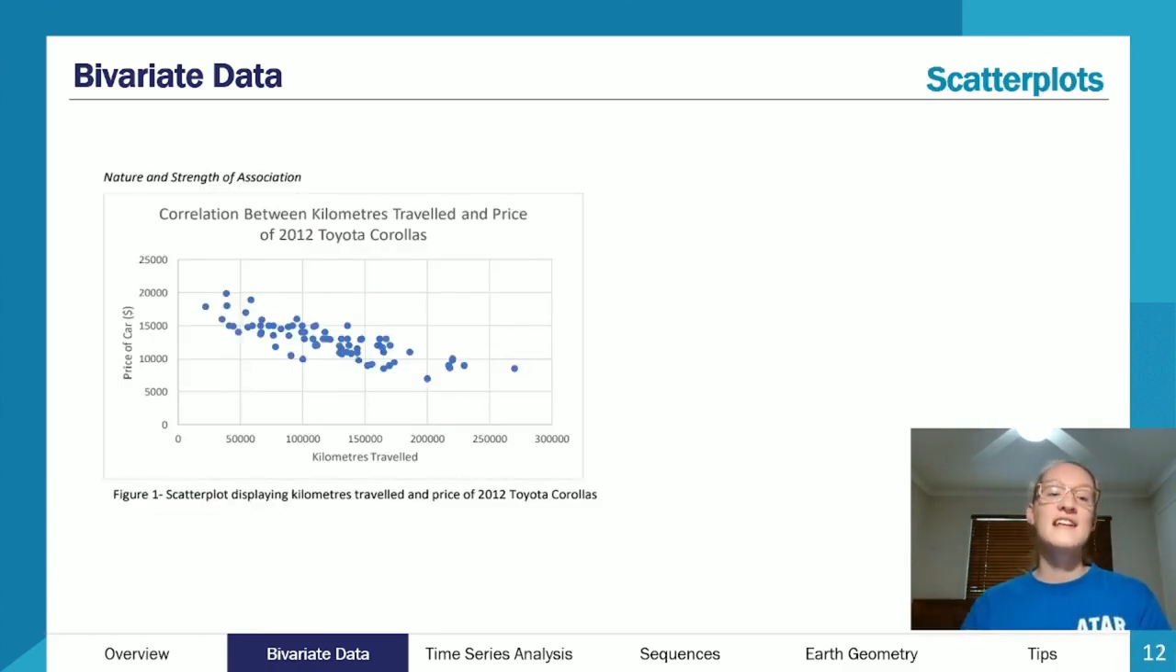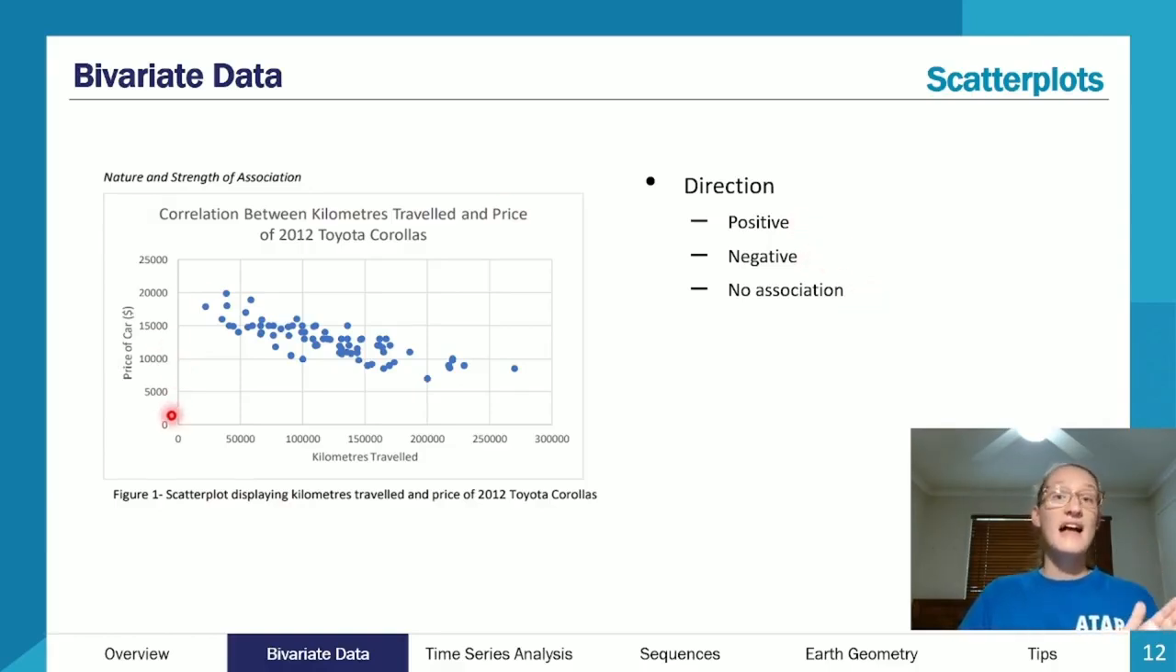So here's another example of a scatter plot. This is exploring the correlation between the kilometers traveled by 2012 Toyota Corollas and the price of a bunch of 2012 Toyota Corollas. So let's have a look at the different things we talk about. First, direction. You might have been able to recall that when we're talking about the direction, we're talking about the overall trend or direction of the scatter plot. So it could be positive, it could be negative, or no association.